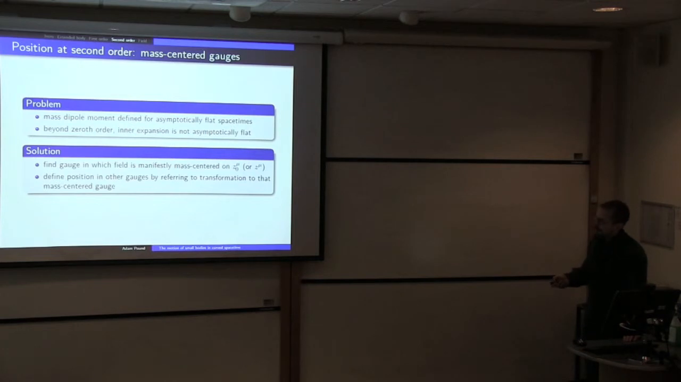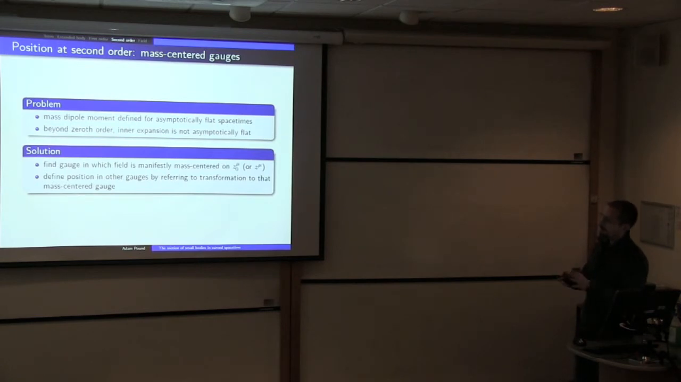So the solution that we use to get around that is to find a gauge in which, through that order, it is actually asymptotically flat. So the non-asymptotic flatness is just a consequence of a bad choice of coordinates, basically. So you find a gauge in which it is asymptotically flat and it's manifestly mass-centered on Z0 if you're working in a Gralla-Wald case, or Z if you're working in the self-consistent expansion.